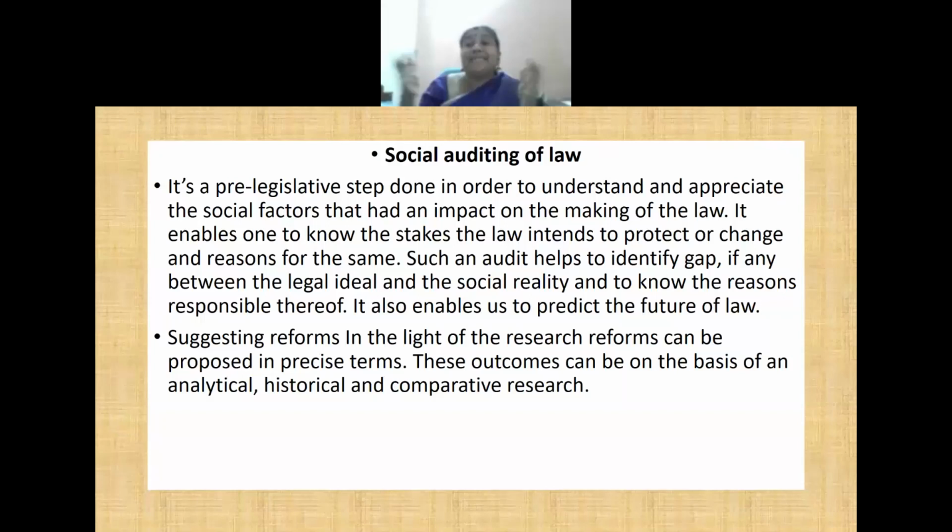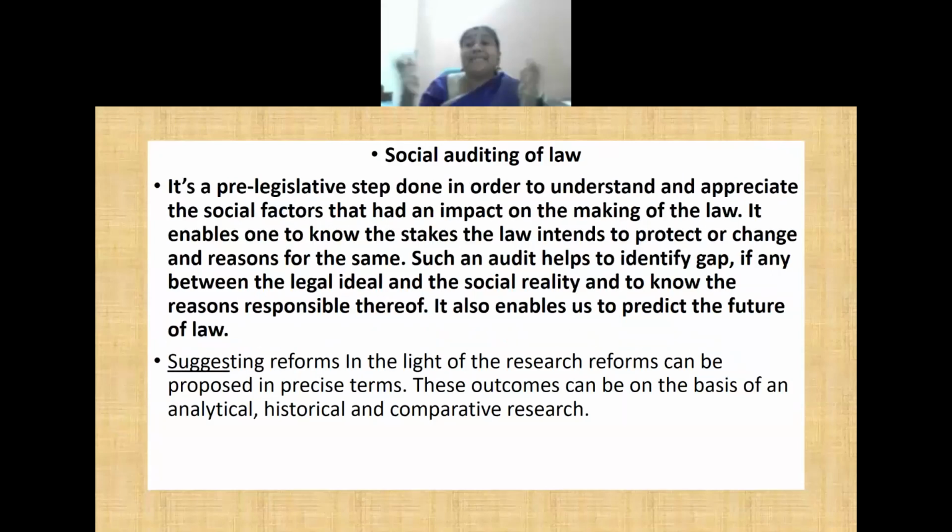Research cannot be done like that. As a PhD or LLM dissertation or an article, you take it small and expand. So that is how we do it. Social auditing of the law also can be done, right? Everybody knows all this, but I am just brushing up on the kinds of legal research.